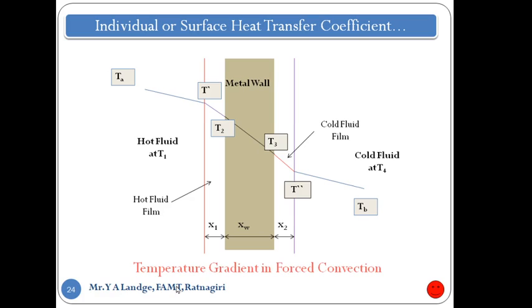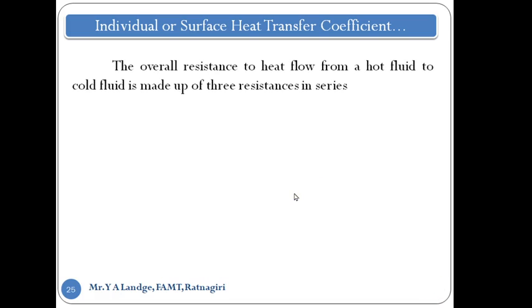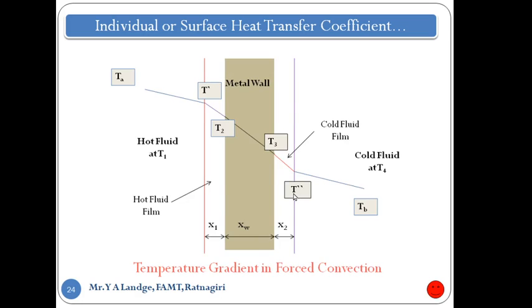This gives the temperature gradient in forced convection. If it is a forced convection, this is showing a temperature gradient. Now, to know the overall heat transfer, the overall resistances to heat flow from the hot fluid to the cold fluid, if you see the diagram, how many resistances are there?